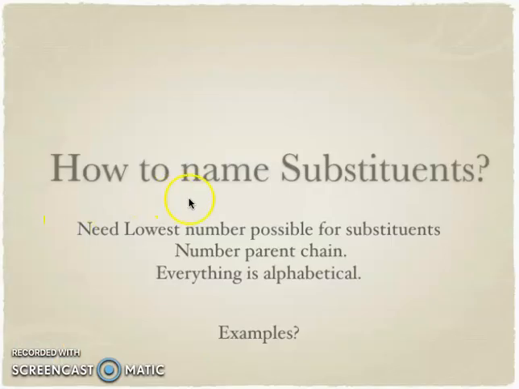Okay, so I have a couple hints or guidelines here for how to name your substituents. What you want to do is find your big parent chain, and then number your substituents, and you want to have the lowest number possible for all your substituents and make them alphabetical. That sounds pretty confusing, but I'll show you with a couple examples to help make that make more sense.